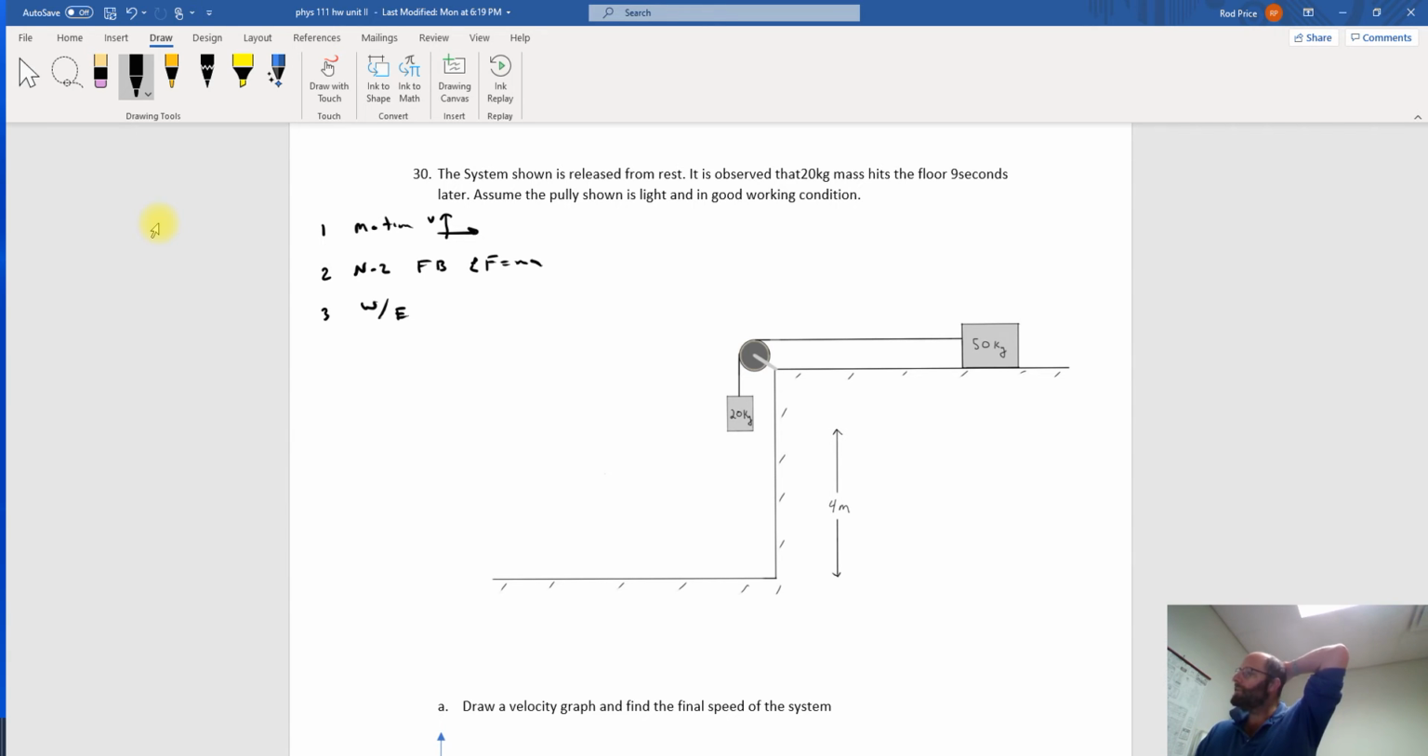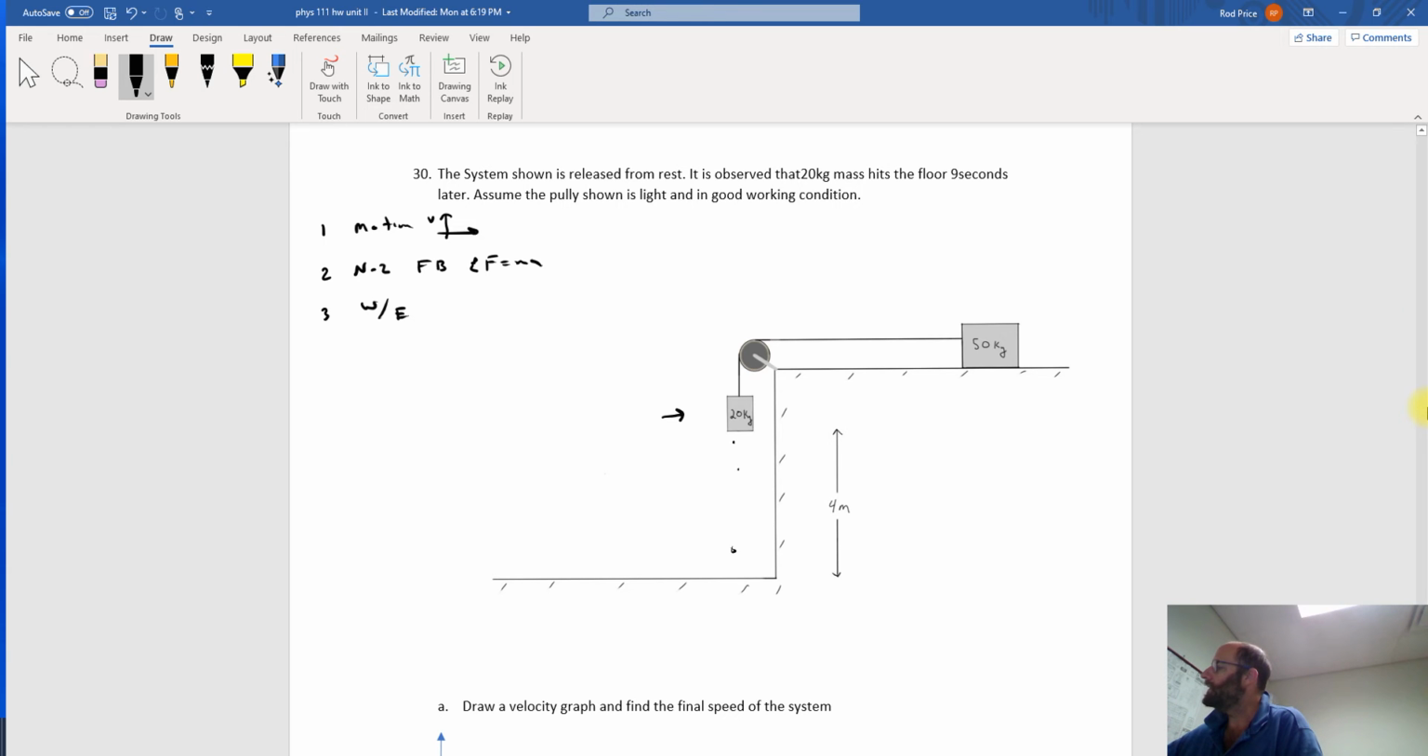So in this particular problem, this mass here, although I guess it doesn't say it, was definitely assumed to start from rest. It hits the ground, and it accelerates down. It covers that 4 meters in 9 seconds. And the first question here is to draw a velocity graph and find the final speed. Now, this one actually gave you the directions.